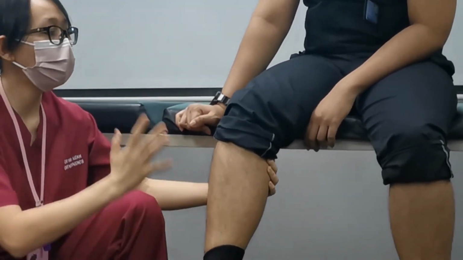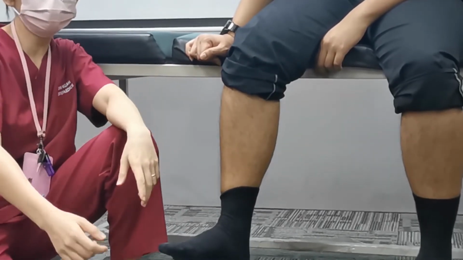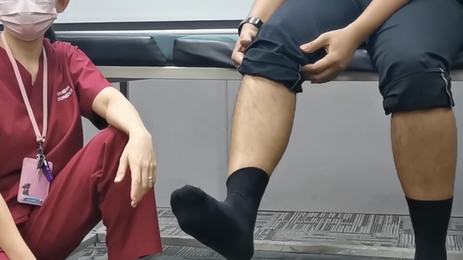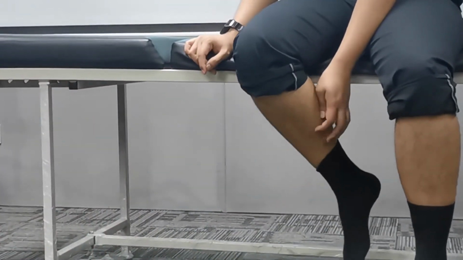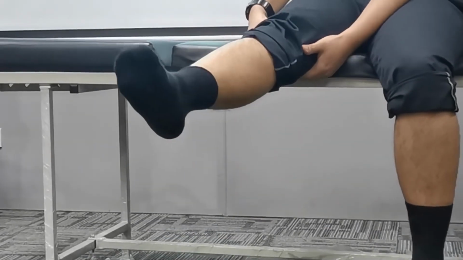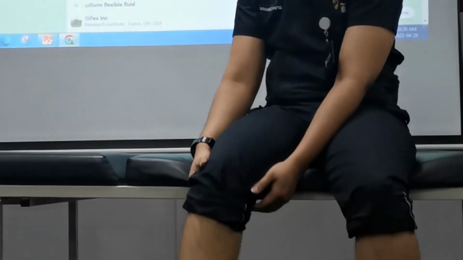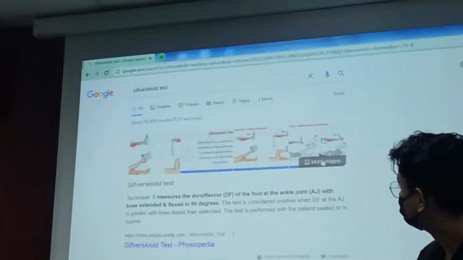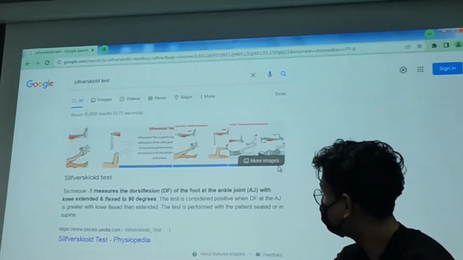What is the science behind this test? Okay, can you remember where is your gastrocnemius attached? Yes, condyles of the femur. Silfverskiöld. It's Swedish.